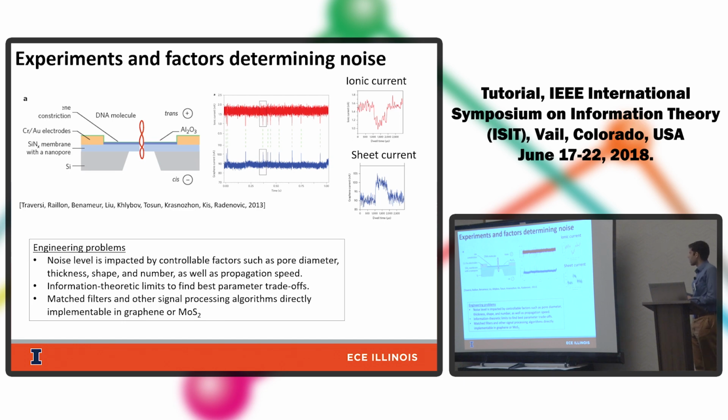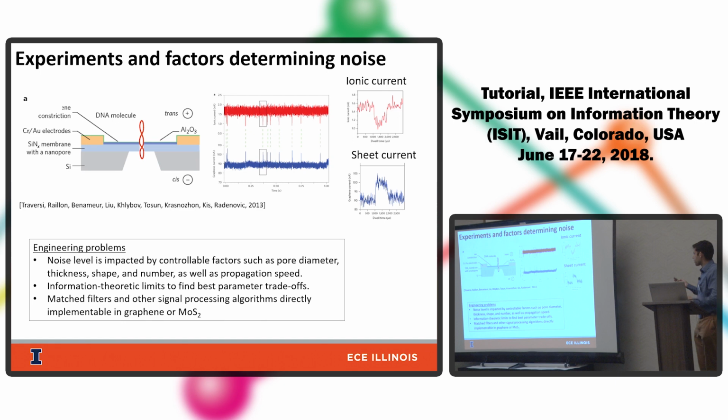And this also raises, again, very interesting engineering problems, which are perhaps not present in biological nanopore systems. So here, since we're building the nanopores, we can choose various factors like the diameter of the pore, the thickness of the material, the shape of the pore, whether it's a triangle or a circle or other shapes, as well as the number of pores. In fact, you can do 2 layers and have it go through 2 pores. You can change the propagation speed, so how quickly the DNA sequence passes through the pores. And this impacts the noise level in various ways. So thicker materials typically have less noise. Smaller pores allow less flopping around, and so on.